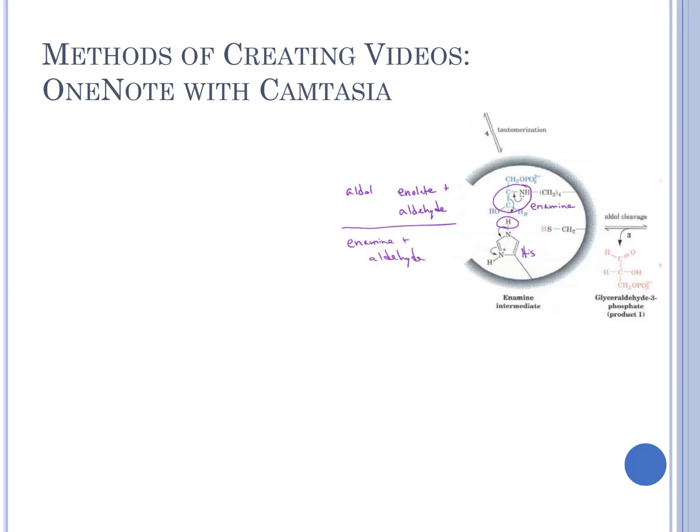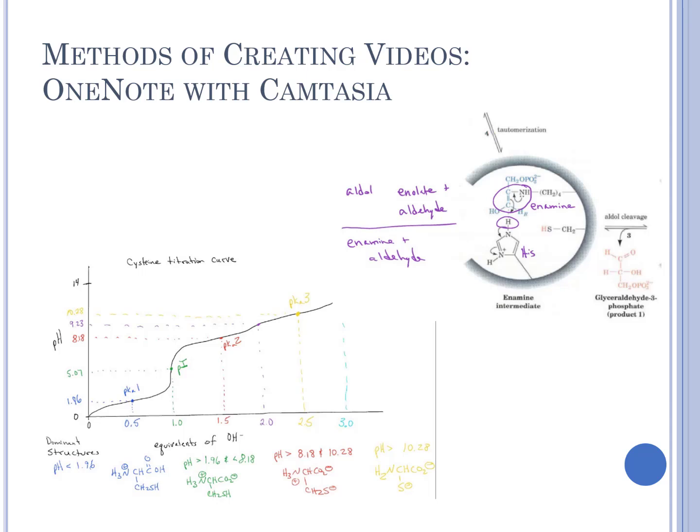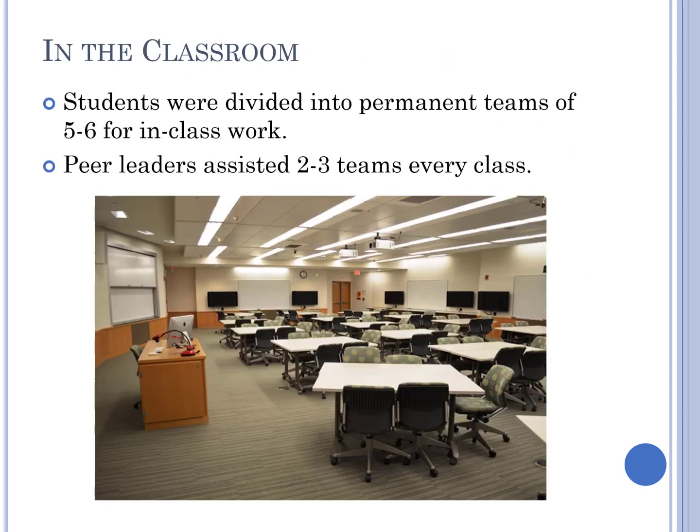And I know that some people are really into colors when they teach organic chemistry, and this slide simply indicates that it is quite possible to choose many, many colors. The titration curve for cysteine was most definitely the most colorful of all the presentations that I did in any of my recorded lectures. Here's a picture of my classroom.